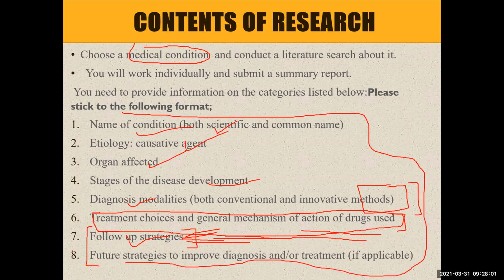Whenever I check the research report, before I read it, I check whether she has written the name of the condition, etiology, organ affected, stages of development, diagnosis, all these seven things. As I said, the eighth one you can combine with it, but these seven things are mandatory. Whenever I grade a research report, the first thing I see is the font. I want a research report to look like it's submitted by a university person, not by a grade 9 and 10 student, right?